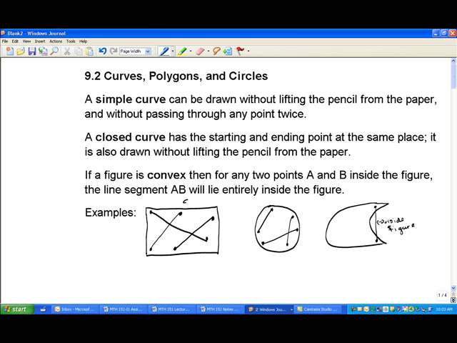So this one's simple, closed, and convex. This one is simple, closed, and convex. This one is simple and closed, but it's not convex.